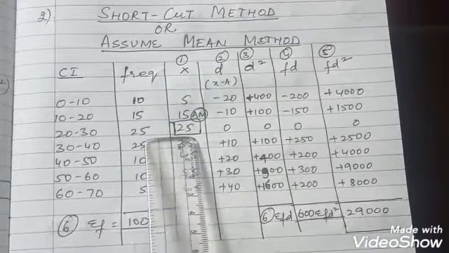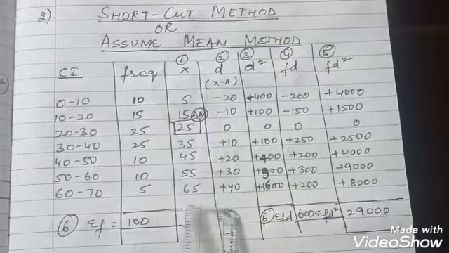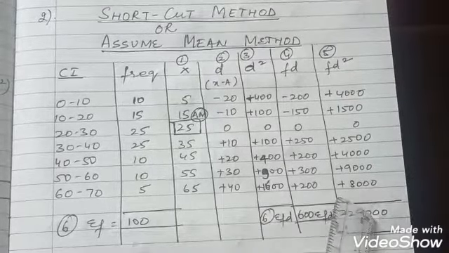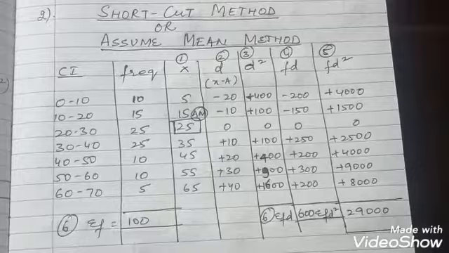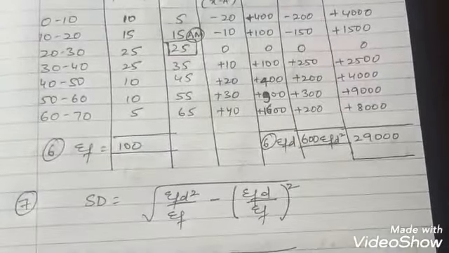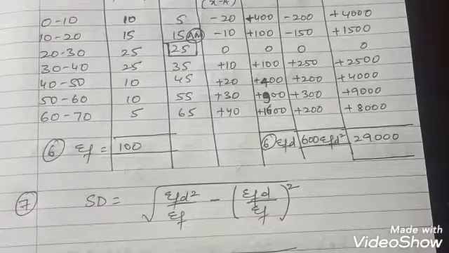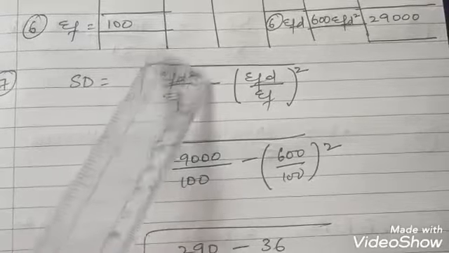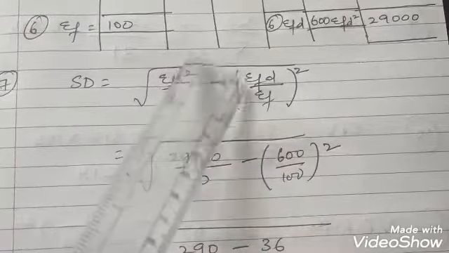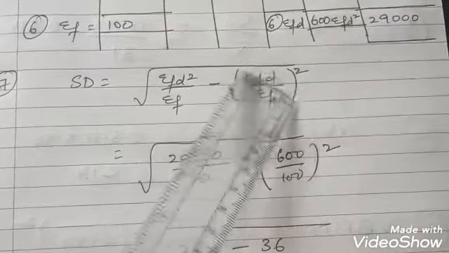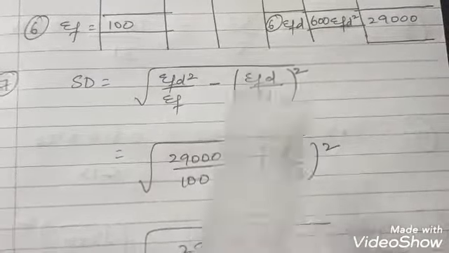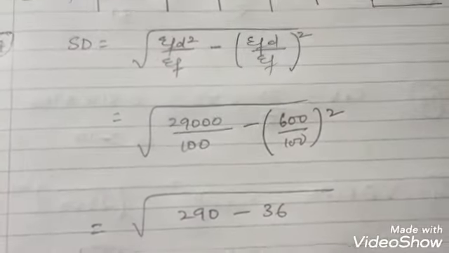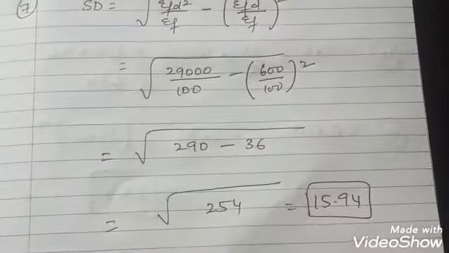What will come in it? AM is the assumed mean you took; first you will find D, then D square, then FD, then FD square, right? Then you'll have the total of sigma FD square and the total of sigma FD, and you need the total of sigma F also. Then you apply the formula. The formula is summation FD square upon summation F minus summation FD upon summation F the whole square. So it's 29,000 upon 100 minus 600 upon 100 the whole square. And then once you finish the value, you get 15.94.